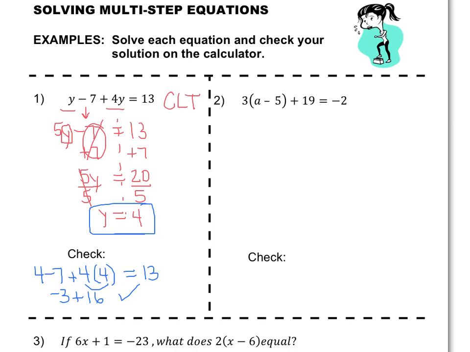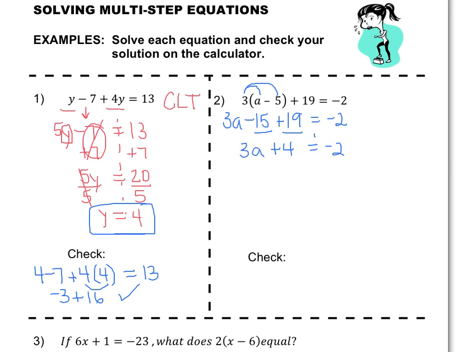Okay, so now let's look at example 2. The first thing that we're going to do is collect like terms and do all of our distribution. So we're going to distribute the 3 in the parentheses. 3a, and then 3 times a negative 5 is minus 15. Then we have plus 19, and that equals negative 2. Well, we need to collect our like terms. We have these numbers that are like, so we're going to just bring the 3a down. Negative 15 plus 19 gives us a positive 4, and that equals negative 2.